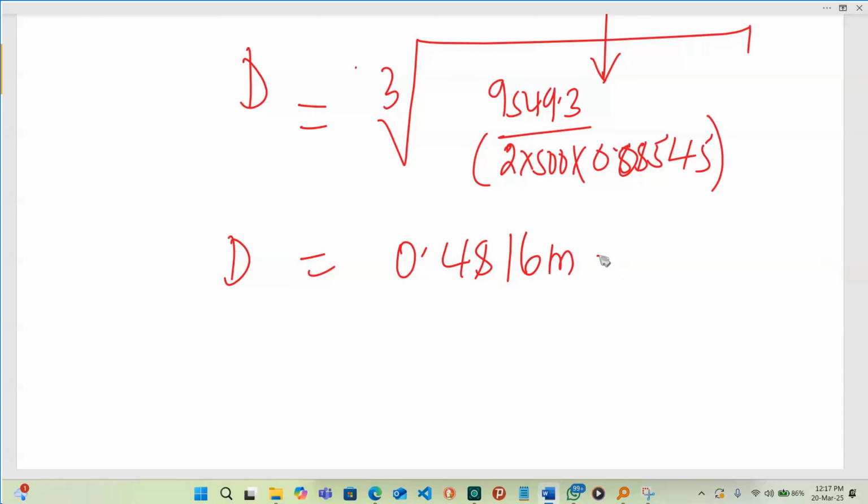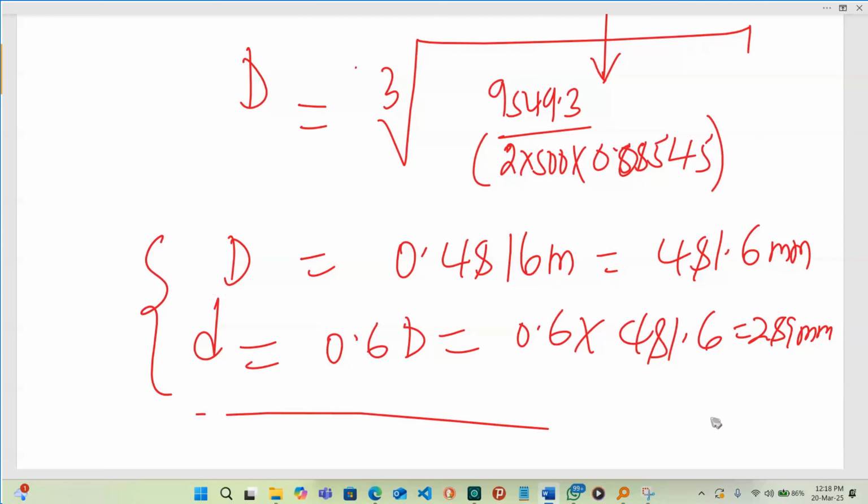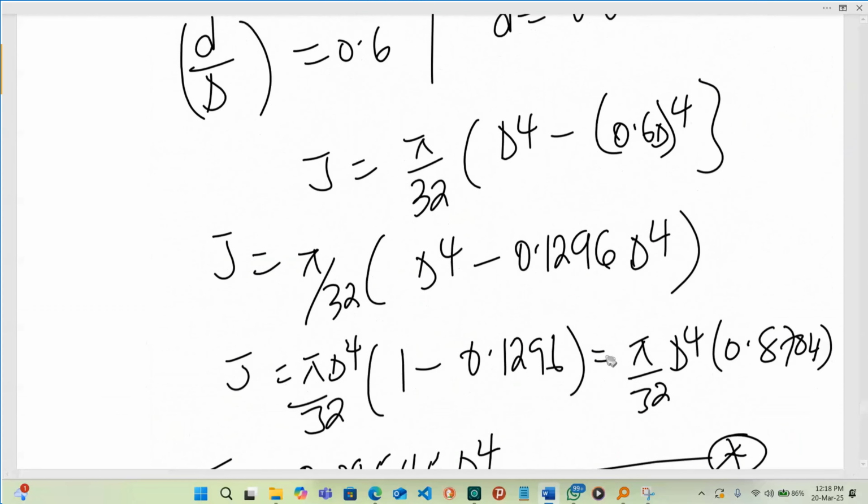Then our D becomes 0.4816 meters, and this is 481.6 millimeters. But small d is 0.6 of capital D. So this becomes 0.6 times 481.6, and this becomes 289 millimeters. So the diameters have been calculated as required by this problem.